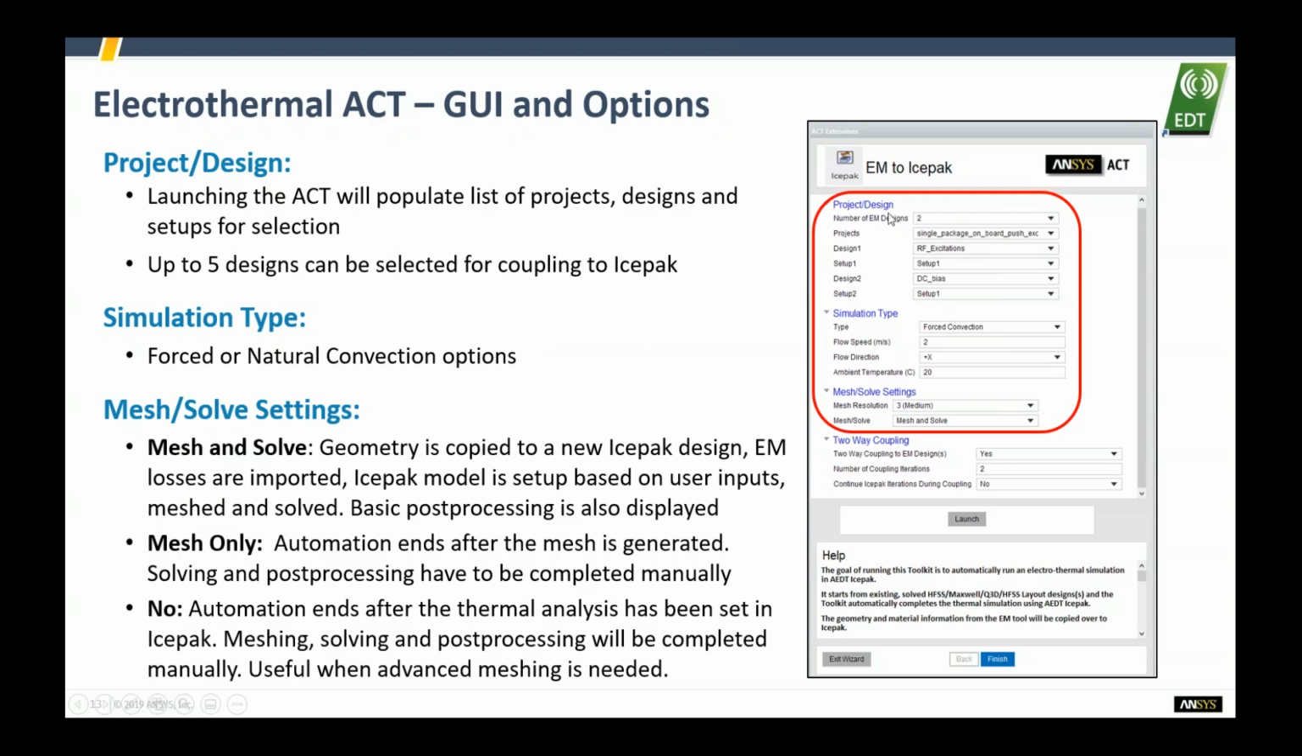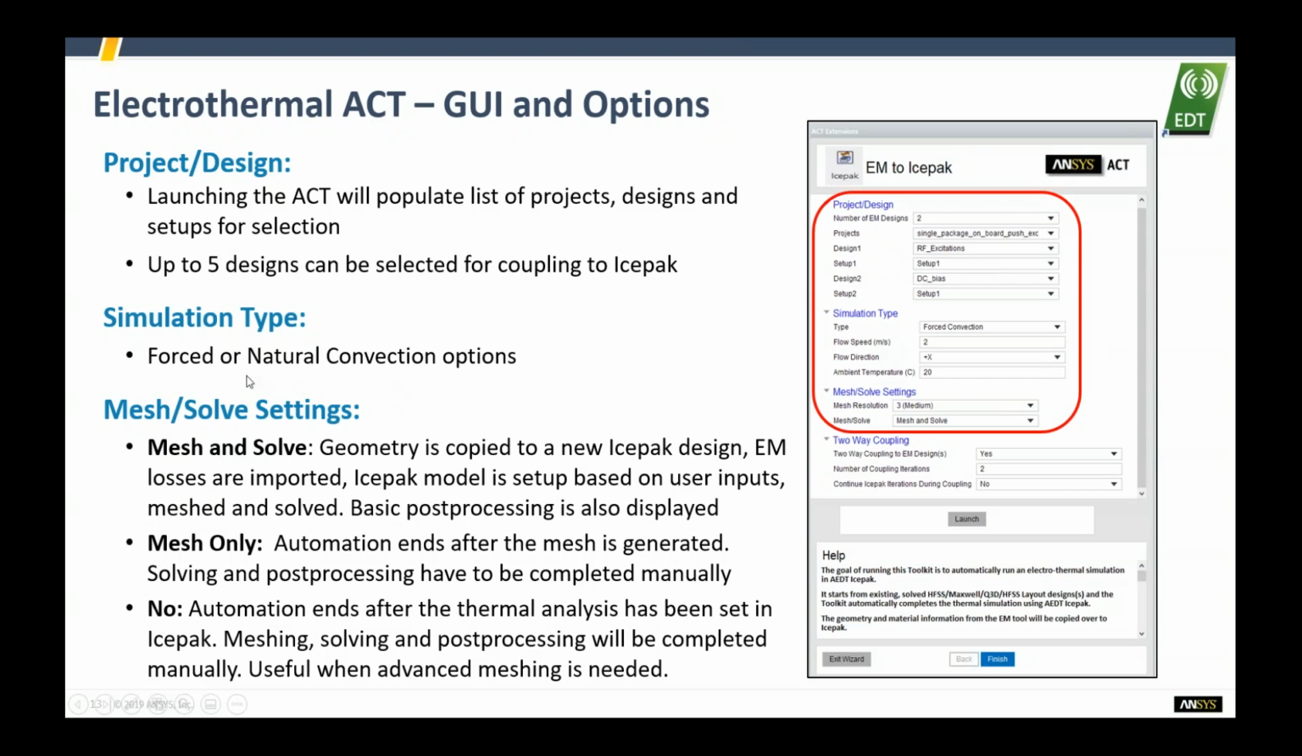So as in the picture now, we can see the number of EM designs is set to 2. So we'll ask you the project name. Under the project, there will be 2 designs. That's where the 2 came from. If you have up to 5 designs under one project, you're more than welcome to submit the job as 5.